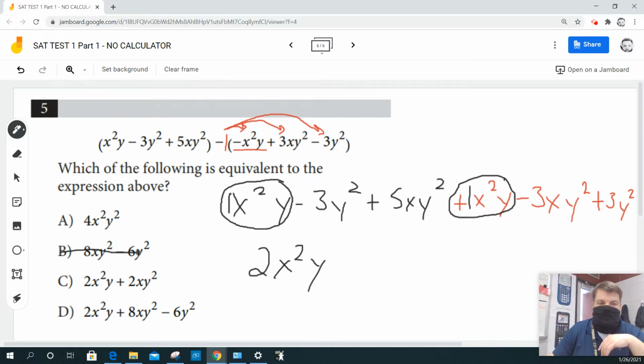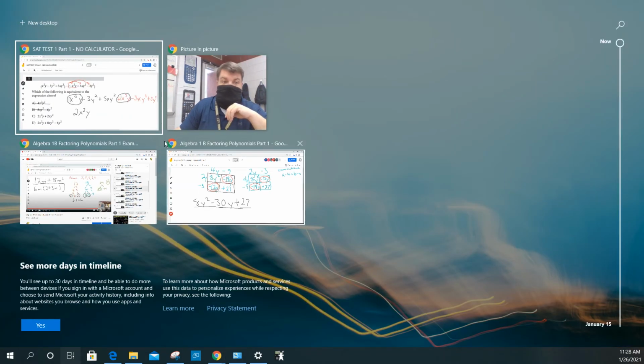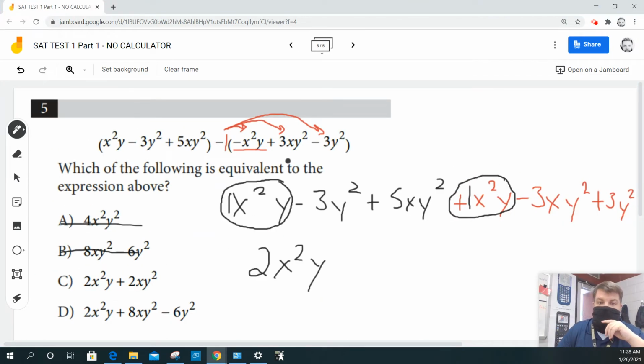Immediately, this doesn't work, this doesn't work. Okay? It's between C and D, but we're going to finish the problem. Whoops, what did I do? So let's keep moving on.